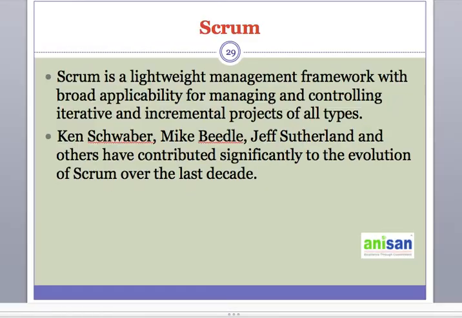Now coming to Scrum, let me just talk about it. Scrum is basically a lightweight management framework with broad applicability for managing and controlling iterative and incremental projects of all types. Here they mention all types means small or big. Ken Schwaber, Mike Beedle, Jeff Sutherland, and others have contributed significantly to the evolution of Scrum over the last decade. Okay, this is a little bit of history.